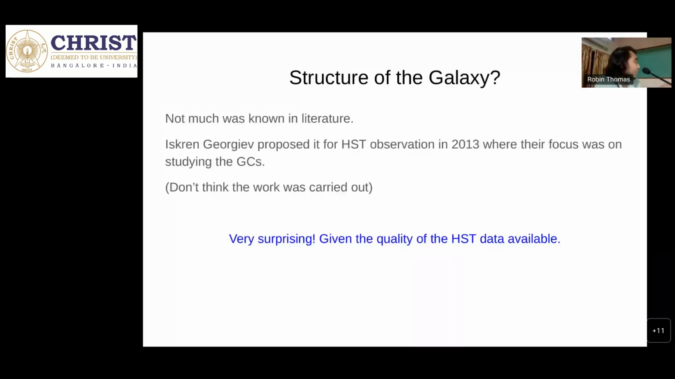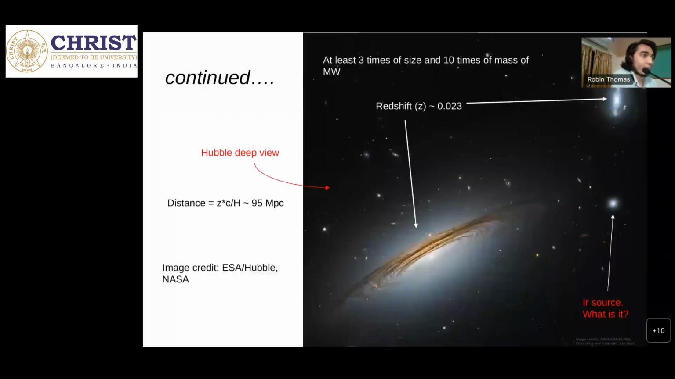You can see the color picture here is at redshift 0.023, and a similar bar-type galaxy here around the same redshift. We don't know what it is. I was told to look in a catalog, so I searched for it and it showed that it's an infrared source. Other than that, we don't know anything up till now. You can see there are huge dust lanes around the galaxy surrounding the bulge in the center. From the redshift, you can calculate the distance. It's a local galaxy, around 95 megaparsec away. It's a Hubble deep view.